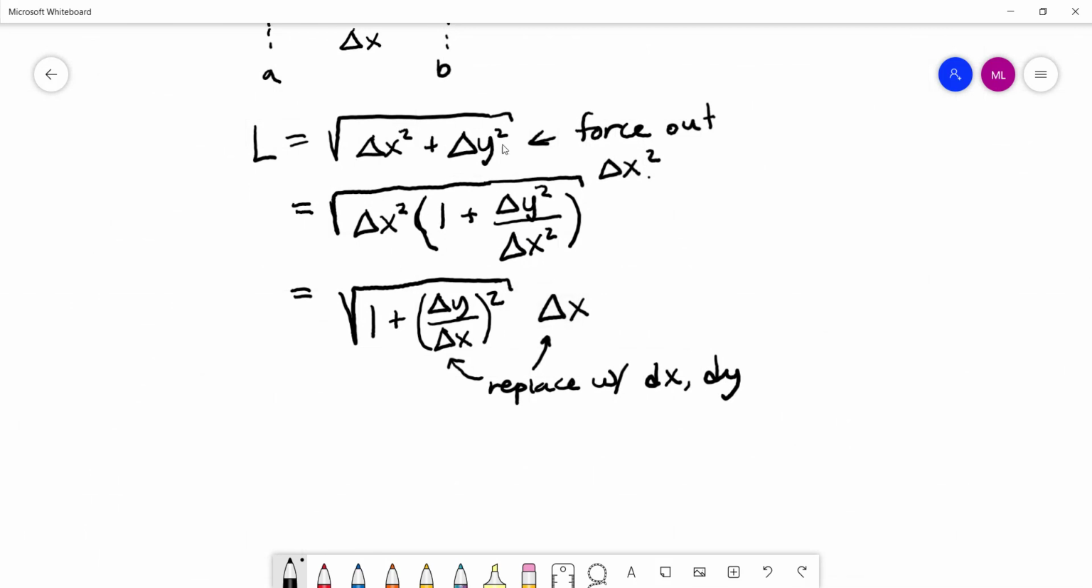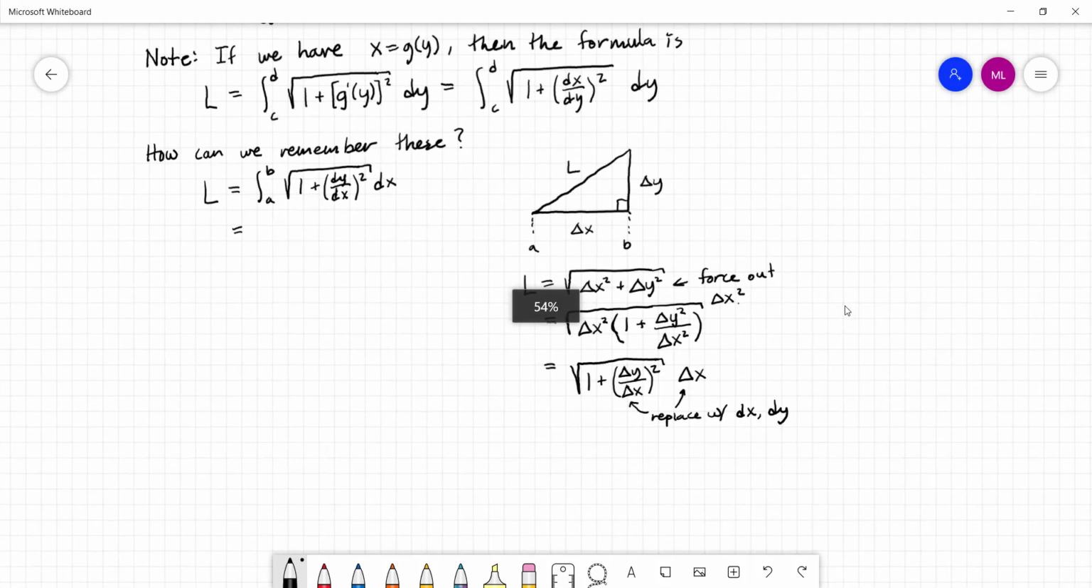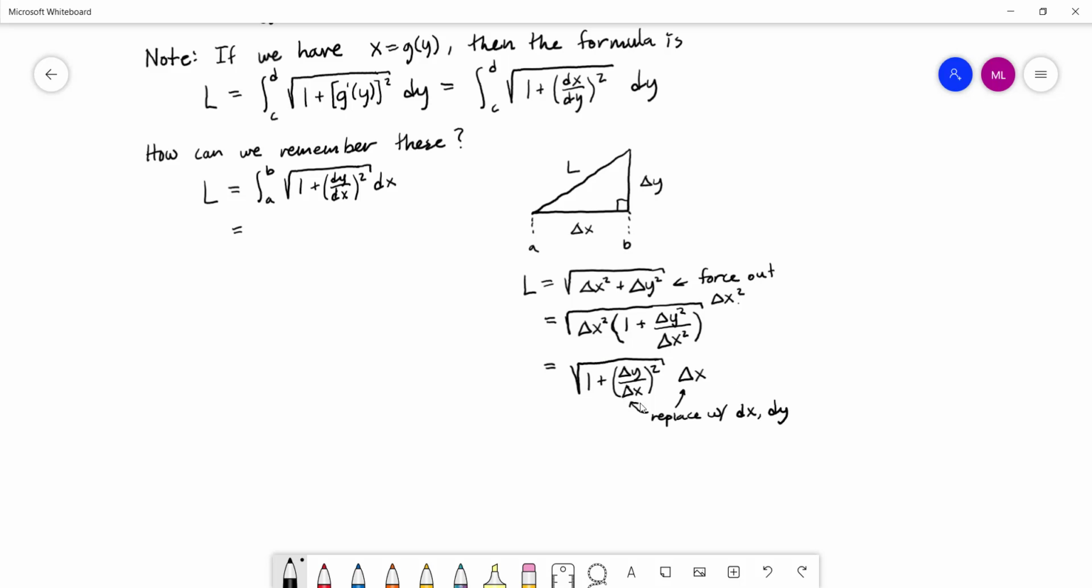We started with just a triangle, and now when we take a limit, we replace the deltas with dx and dy. They become the same thing in that limit. And notice that this form is exactly the same as the form of our integrand that we've got right here. So that's all I'm suggesting, is that there's our picture. Here's kind of how you can think of where this formula comes from. This formula is just a rearrangement of the Pythagorean theorem. That's all it is. We're trying to find the length of the hypotenuse using the two legs of the triangle.